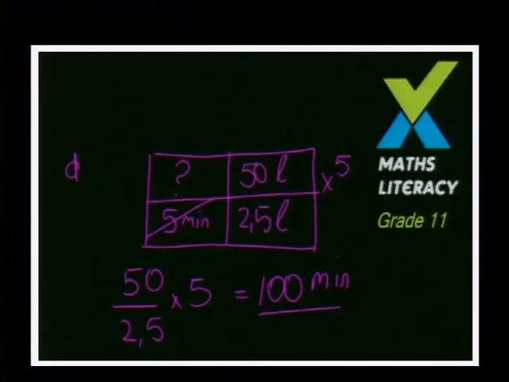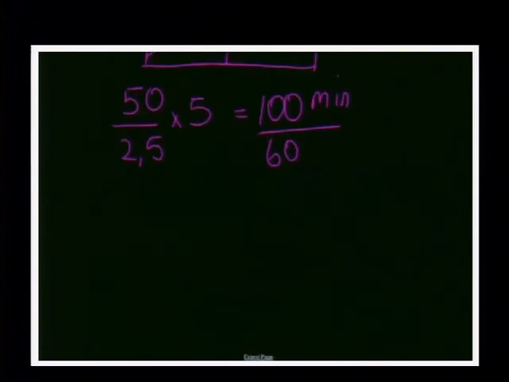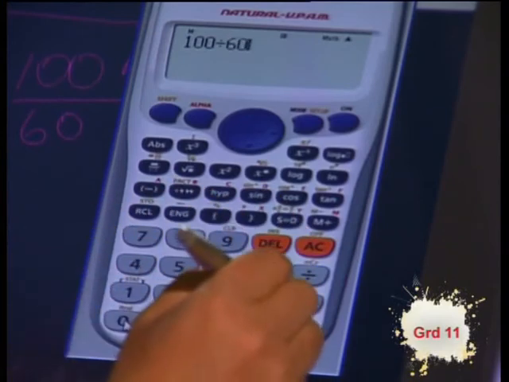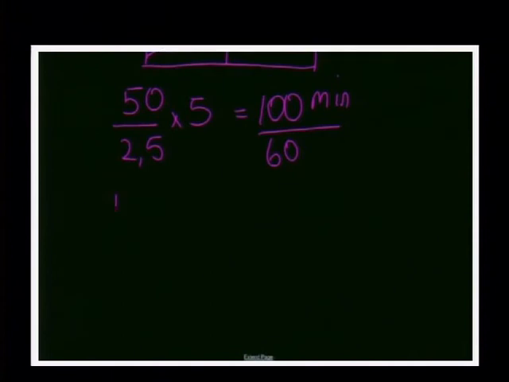So let's go back to the answer. If I've got 100 minutes, I'm going to divide by 60 to get it into hours. So 100 divided by 60 is basically giving me 1.666 recurring. So I've got 1.6 hours. How am I going to convert that 0.6 into minutes?